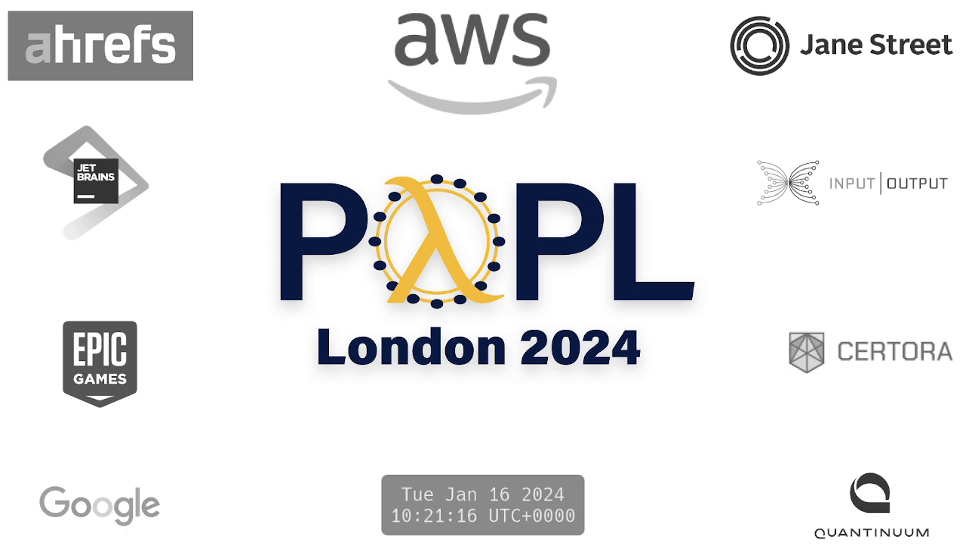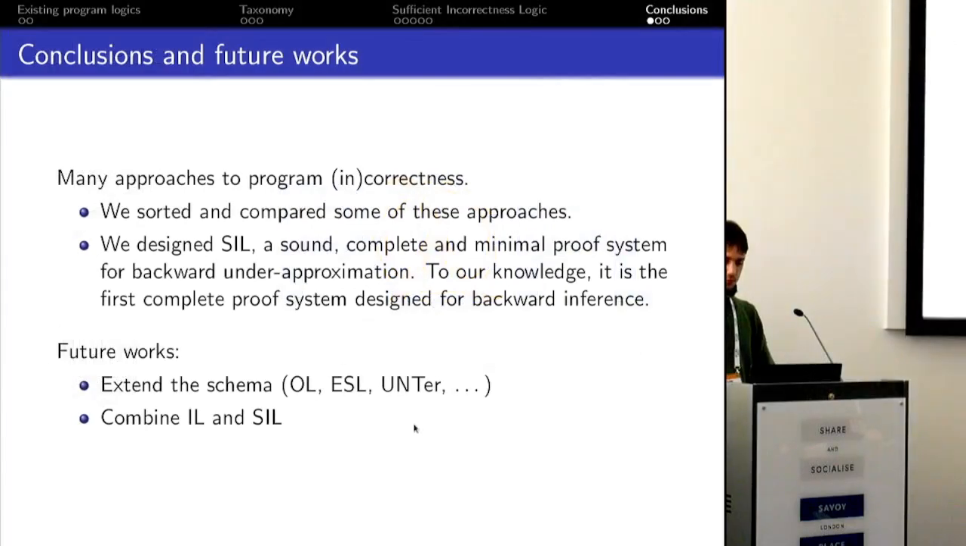Okay, so on your previous slide, there is a word missing, very important, because you say the first is complete backward, which is not true. WP is also backward, so you have to say backward under-approximation. Sorry, yeah, you're right.